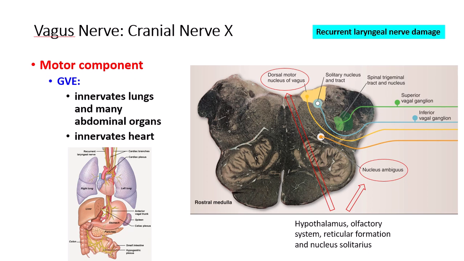The recurrent laryngeal nerve, if you look at this around here, is a part of the vagus nerve, one of the branches that goes under the aorta and going up, and that supplies the laryngeal area. And if that area is damaged, then the person gets hoarseness of the voice.